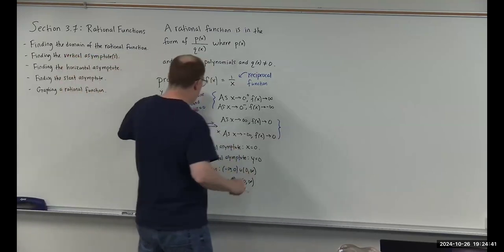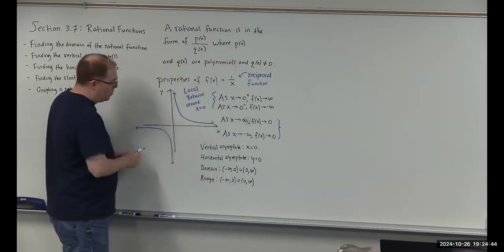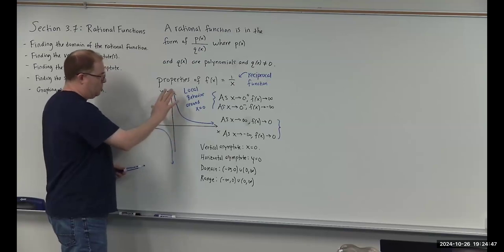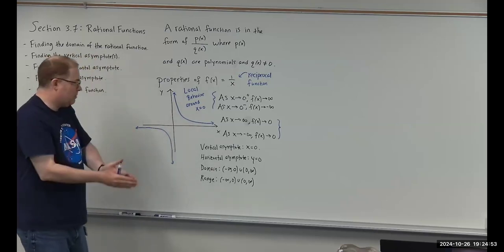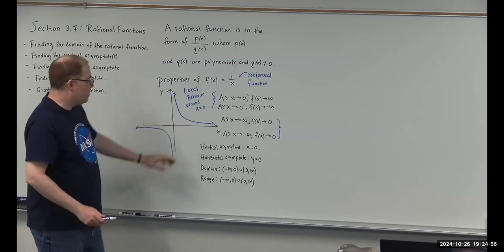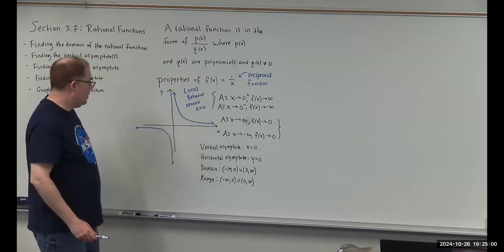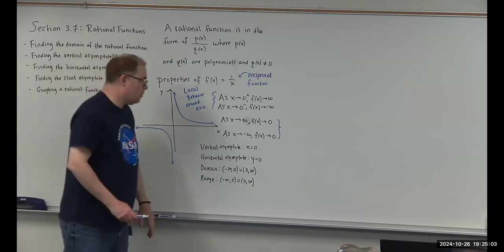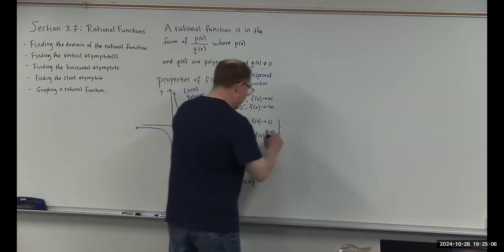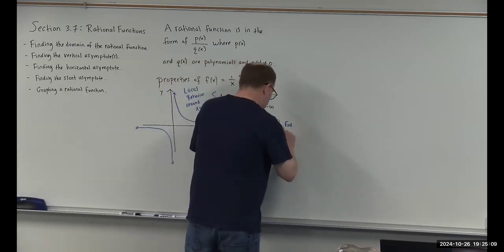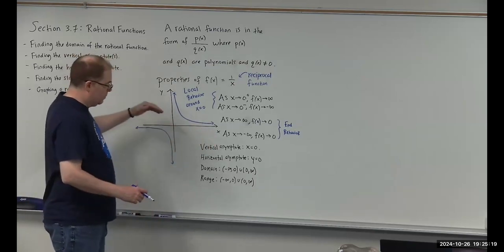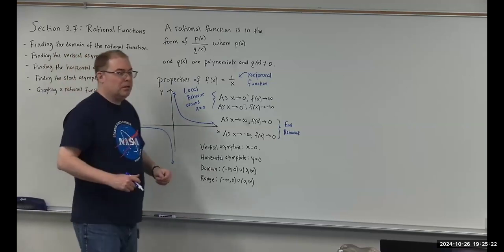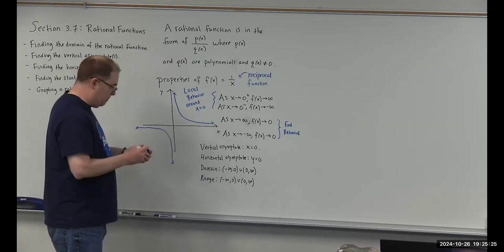So the vertical asymptote is just looking at the local behavior around wherever that vertical asymptote is. In this case, around zero. And for the horizontal asymptote, we're looking at the end behavior of this function, meaning what's happening as x goes to infinity, and what's happening to the function as x approaches minus infinity.